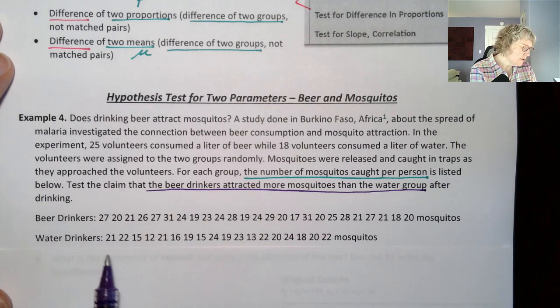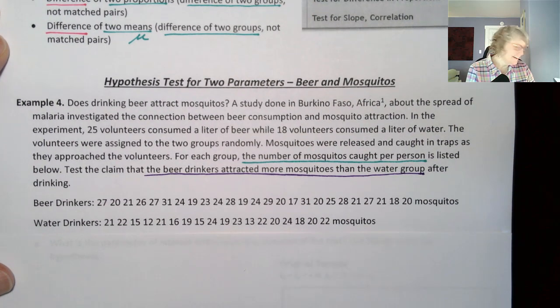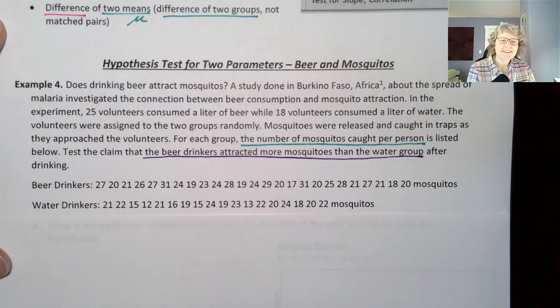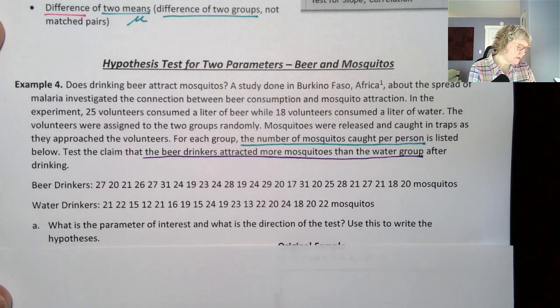And then the water drinkers, 21, 22, 15, and so on. So there was a lot of mosquitoes in general right here. Okay. So let's look at what we're going to write here. What's the parameter of interest and what's the direction of the test? Okay, so we're going to use this to write the hypotheses.